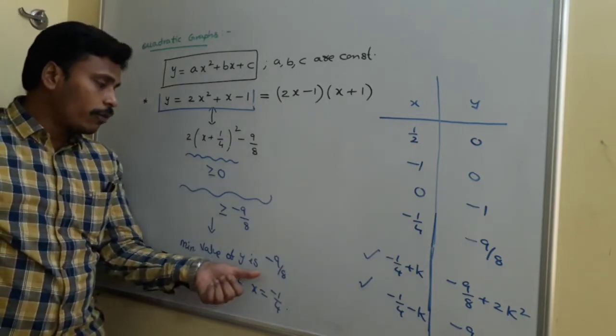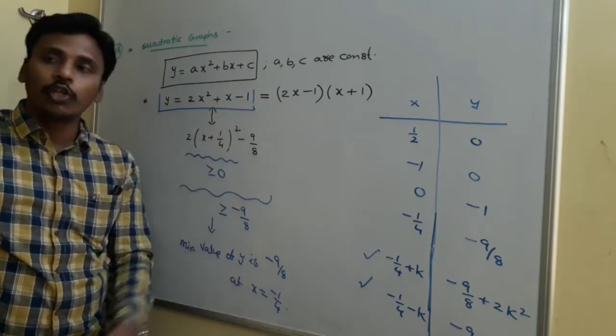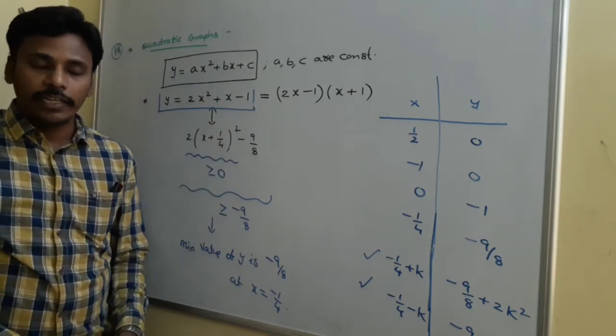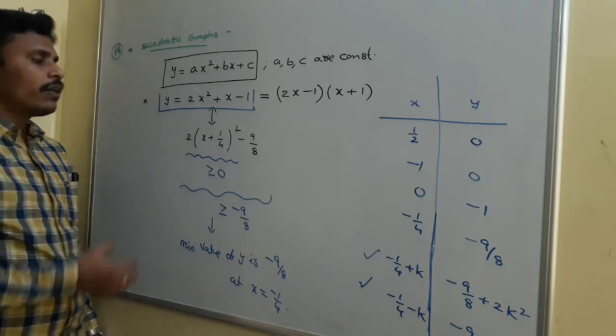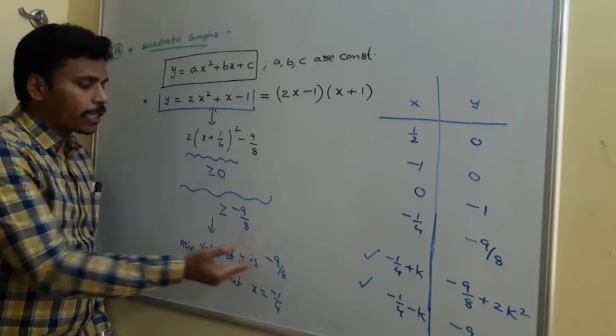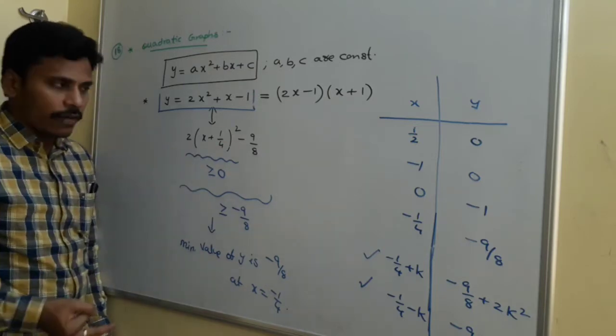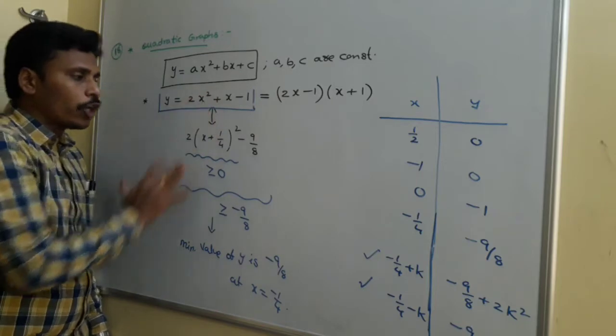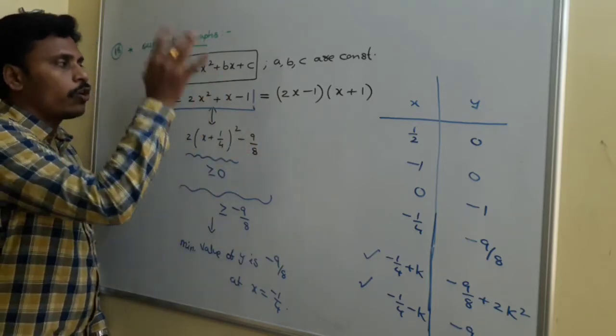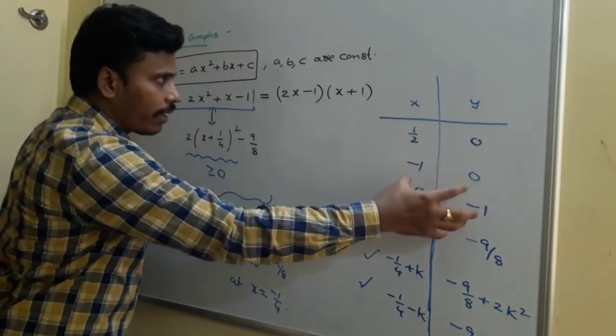That's why we confirm that this expression has a minimum value of minus 9 by 8, and that occurs at x equals minus 1 by 4. For some graphs you may get a maximum value, and I will give you some more examples afterwards. Once again, for the sake of space I am going to erase this. So this is the expression and this is the tabular format.